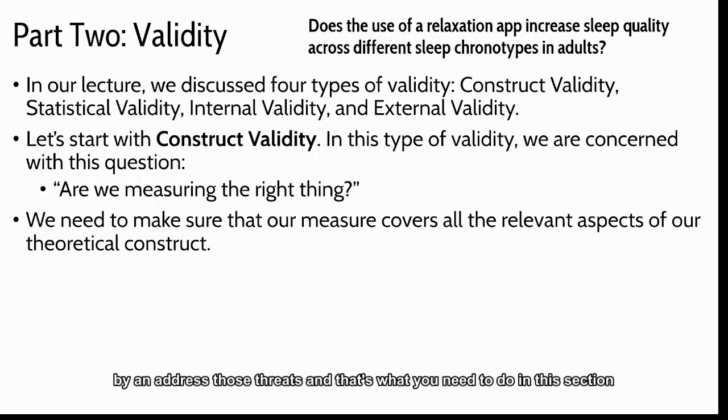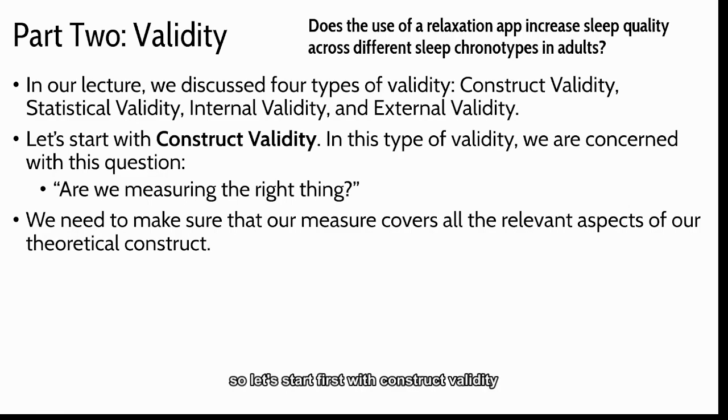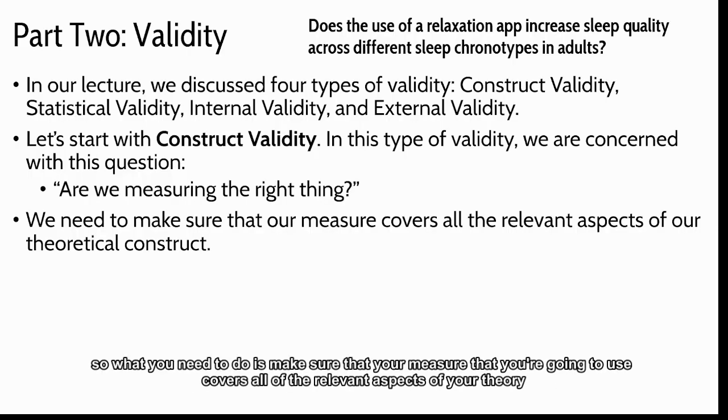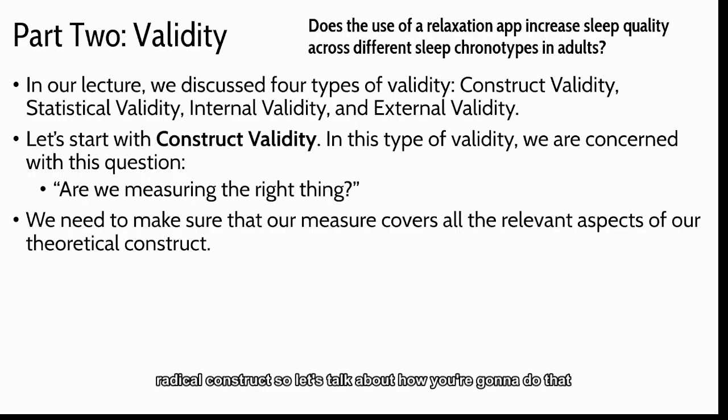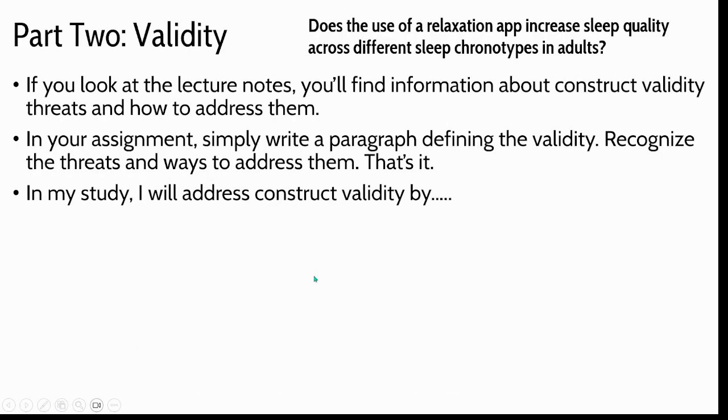And that's what you need to do in this section. So let's start first with construct validity. In construct validity, we are attempting to answer the question, are we measuring the right thing? So what you need to do is make sure that your measure covers all of the relevant aspects of your theoretical construct. So let's talk about how you're going to do that.